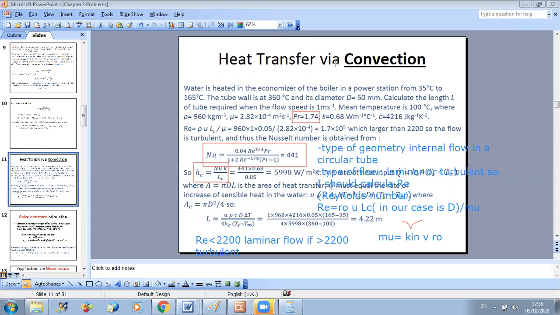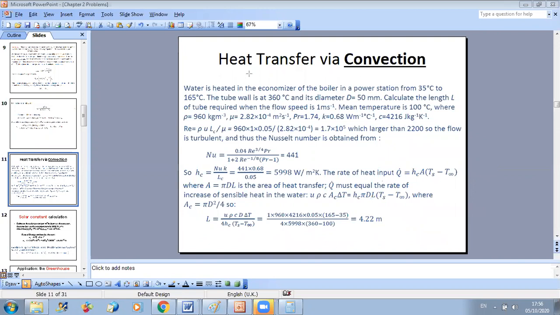Now I should go back to my initial formula. We said, what was the initial formula? Q dot convection. When they put a dot, they mean the rate. When they just put Q, it's in joule. When you have Q dot, it's in watt. Because here I cannot put a dot, I will put Q, so it's in watt.